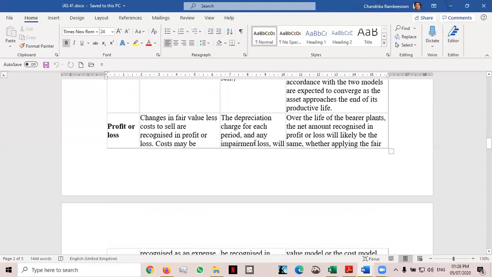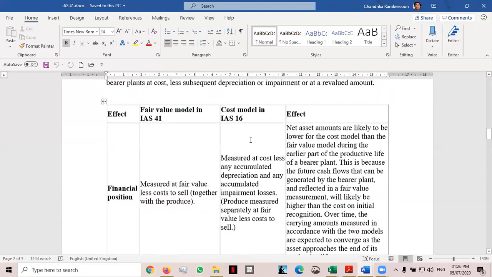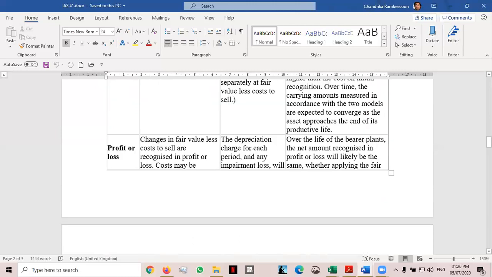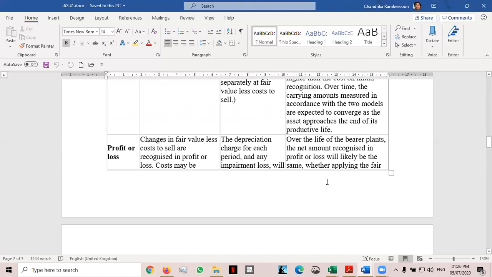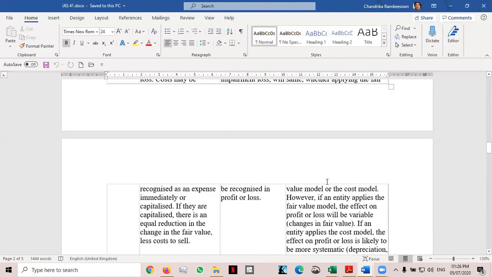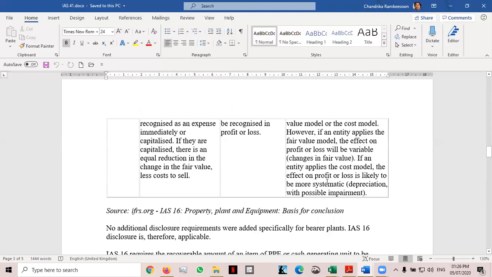The depreciation charge for each period and any impairment loss, this is in IAS 16, will be recognized in P&L. And as far as the effect, over the life of the bearer plants, the net amount recognized in profit or loss will likely be the same, whether applying the fair value model or the cost model. However, if an entity applies the fair value model, the effect on profit or loss will be variable changes in fair value. If an entity applies the cost model, it's more likely to be systematic because of depreciation, especially if the straight line approach is used, and you're told with possible impairment.